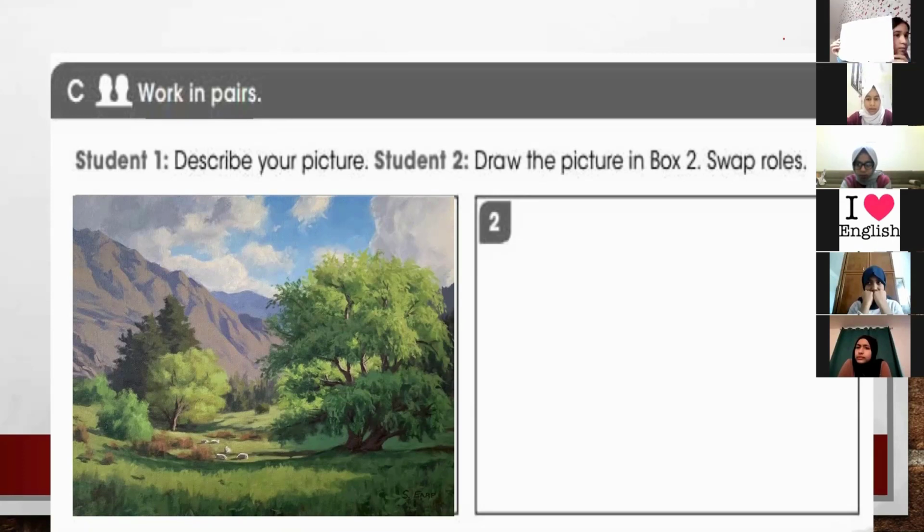So this is her picture. Can you see it, Fatima? Hide it. I want only Serene to see it. You help her. Now you have to describe it to her. Just describe it, don't show it to her. Fatima, now you start drawing what Serene is saying.